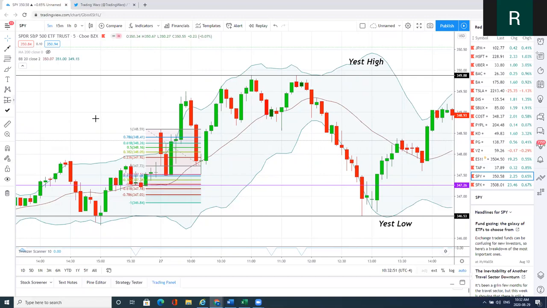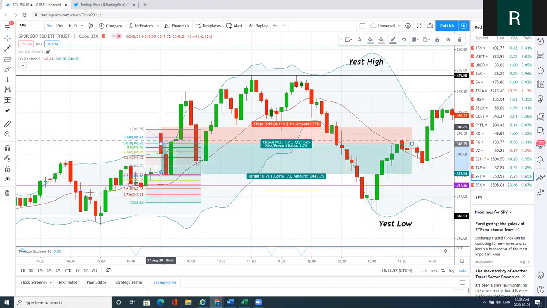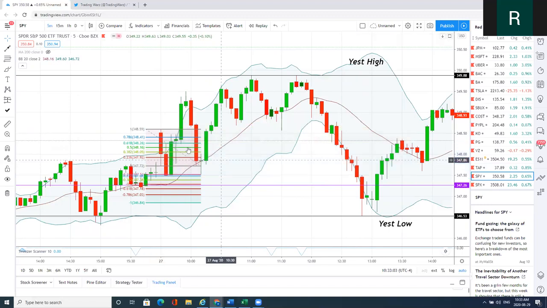So how do you play this? Put the short position on at the 618, risk off of the swing high here, cover at the 272, done. Look at that. Done trading within 10 minutes. How beautiful is that?